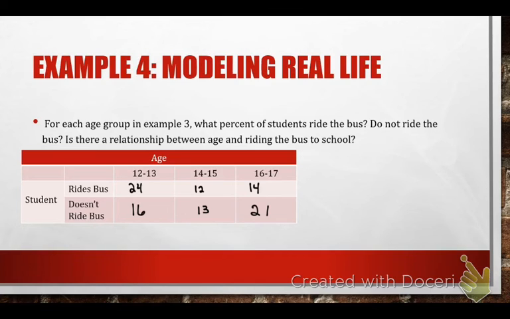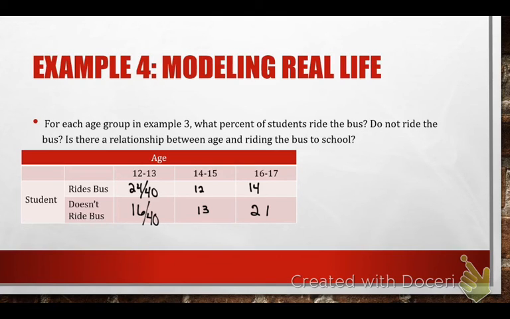Okay, so I'm going to look at the age groups. Now, how many students total in this age group did we say ride the bus? 40. Okay, so 24, if I take that number and divide it by 40, it's going to give me the percentage of the 12 to 13-year-olds who were surveyed who ride the bus. Then I'll divide 16 by 40. But whatever this one is, I can just subtract that from 100 to find the other one. I'll show you in a minute.